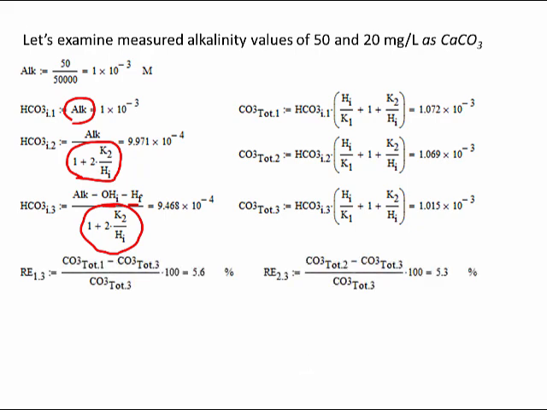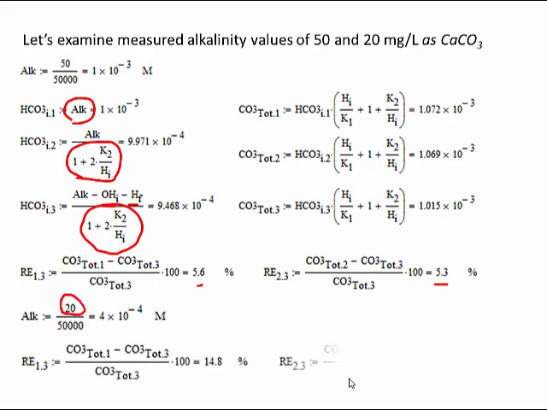When all is said and done, the error of the first approximation is 5.6%. The error of the second approximation is 5.3%. We see that there's not a lot of difference between the two. If we look at the 20 milligram per liter as calcium carbonate measured alkalinity, we won't go through all of the steps. We see an error of the first approximation is 14.8%, and an error of the second approximation is 14.4%. None of these errors are very acceptable in light of what we'd like to see for most engineering calculations.